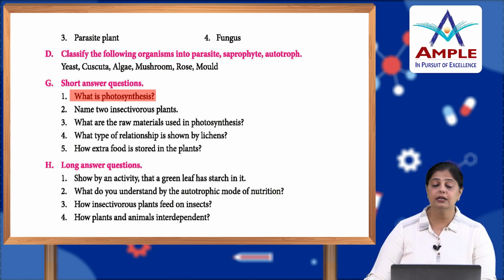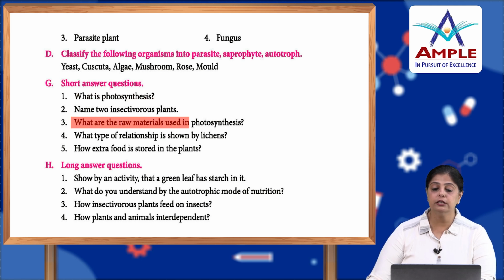Now, Cuscuta is a parasitic plant. Why is Cuscuta a parasitic plant? Cuscuta is a parasitic plant because it obtains all or part of its nutrition from another plant, which is the host plant, without benefiting the host, maybe by causing damage to the host. Okay. Now, the next one.